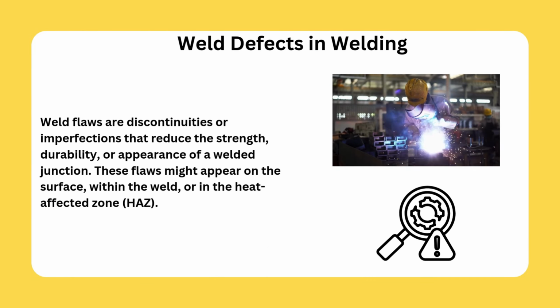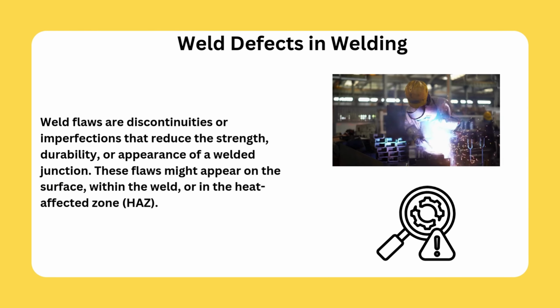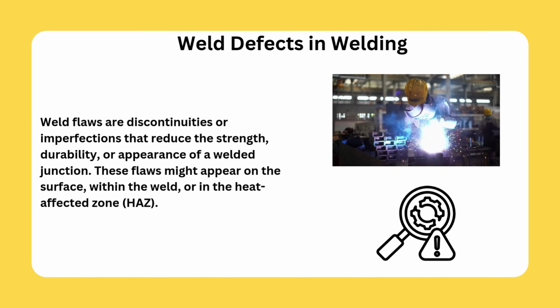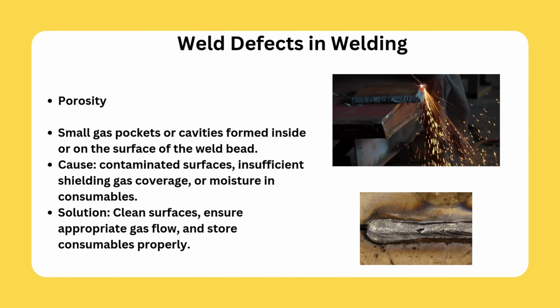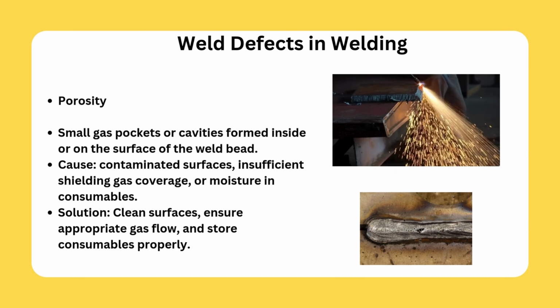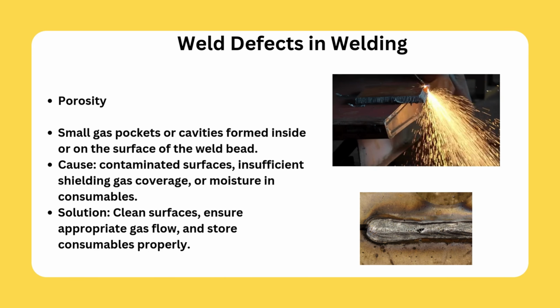Weld flaws are discontinuities or imperfections that reduce the strength, durability, or appearance of a welded junction. These flaws might appear on the surface, within the weld, or in the heat-affected zone, HAZ. Porosity: small gas pockets or cavities formed inside or on the surface of the weld bead.